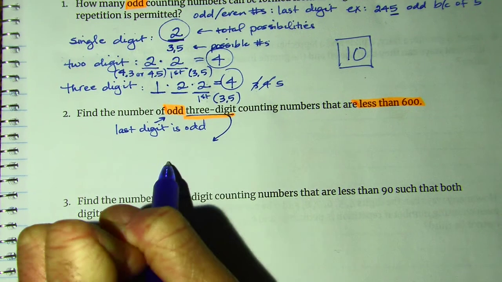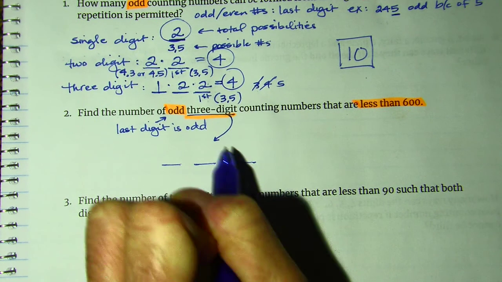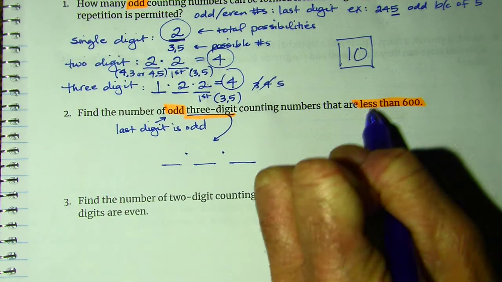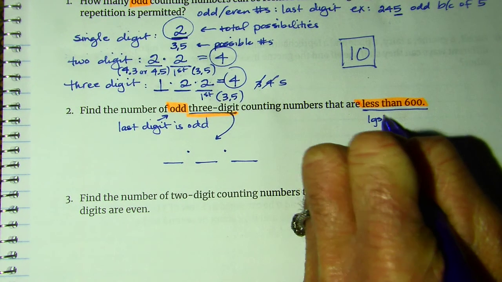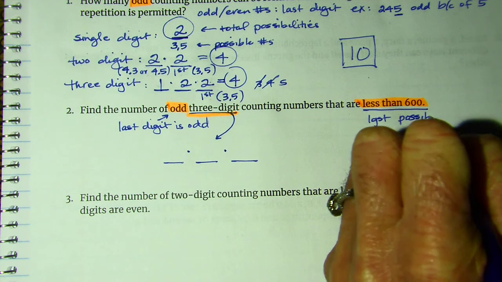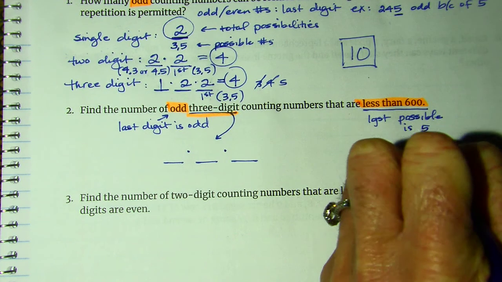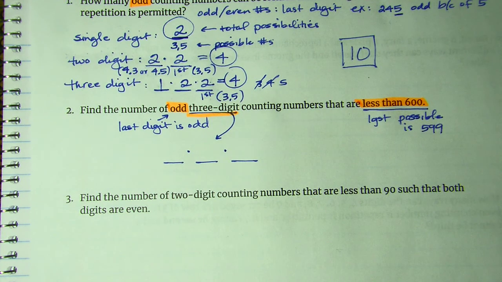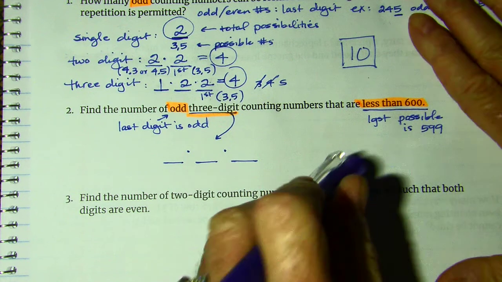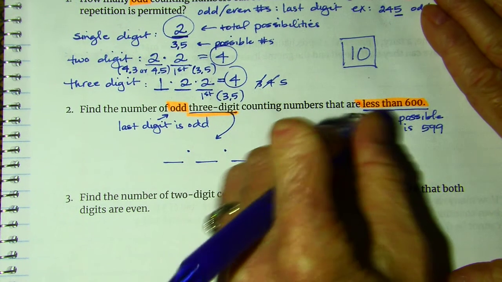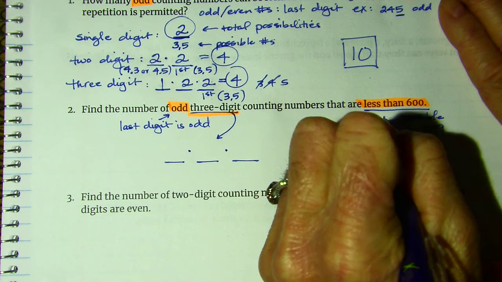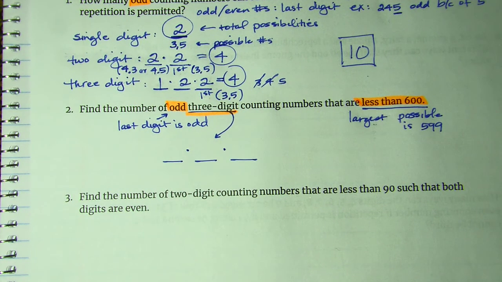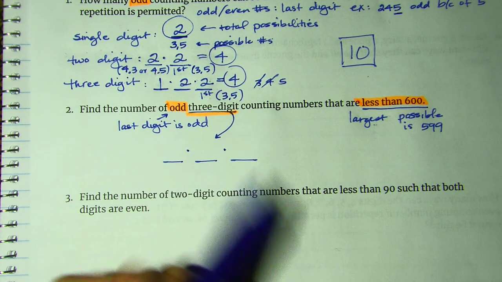3-digit means I have 1, 2, 3 places. Less than 600. So the largest number possible is 599, right? That's the largest possible number. I'll go ahead and write 599. And I'm not counting 2-digit and single-digit numbers because they specify that there are 3 digits.